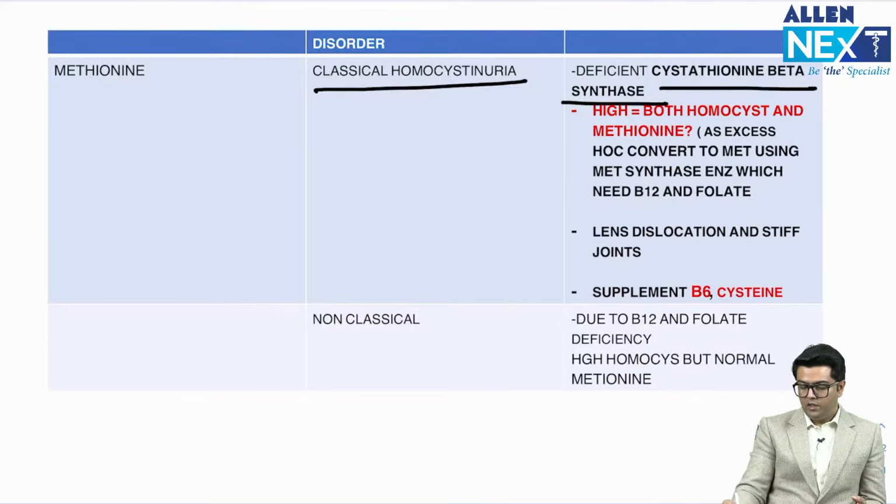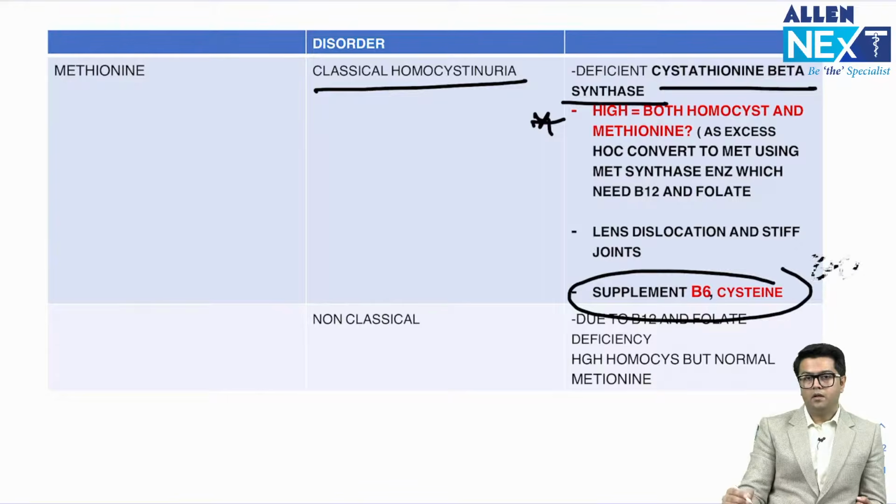Okay, what is the treatment you will give? Already an important MCQ. Vitamin B6, because it is the activator of cystathionine beta synthase, may help, and cysteine is called the conditionally essential amino acid here, right? That is cysteine. Am I clear, guys?